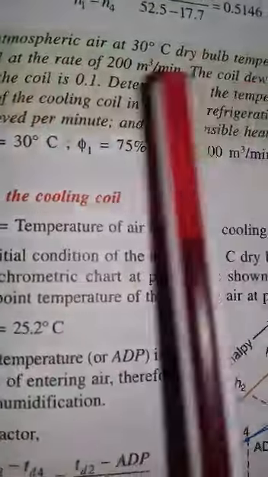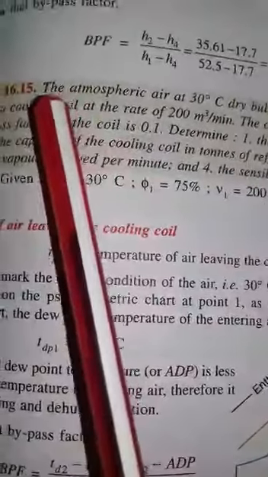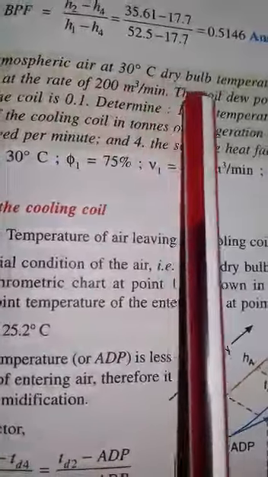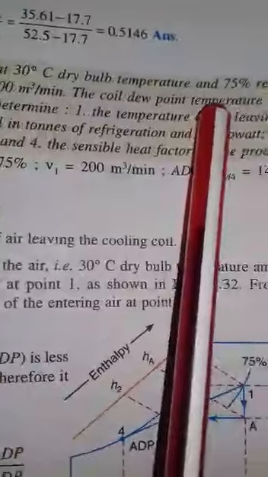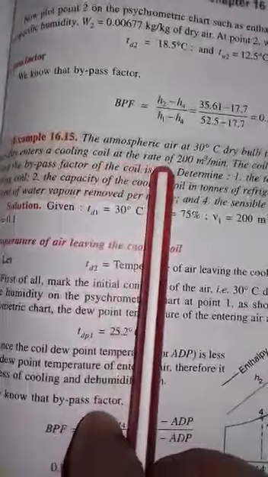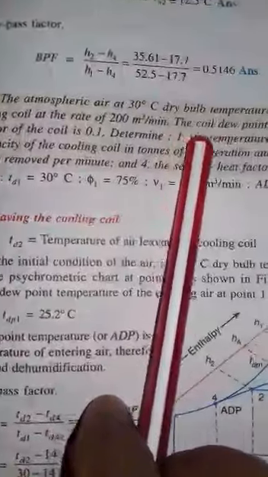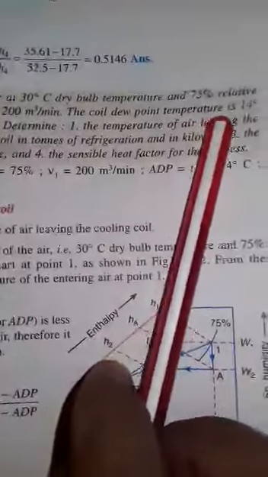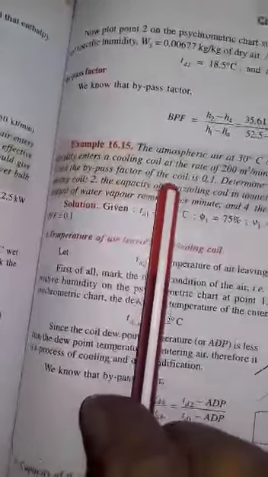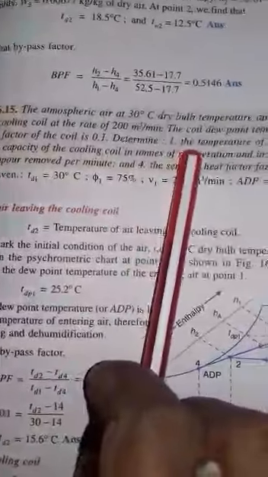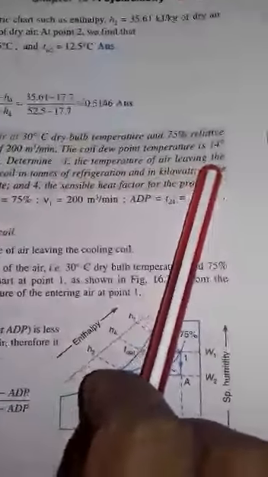So, I am going to deliver a video lecture on a numerical related to psychrometry. The atmospheric air at 30 degree dry bulb temperature and 75% relative humidity enters a cooling coil at a rate of 200 meter cube per minute. The coil dew point temperature is 14 degree centigrade. Find the bypass factor of the coil, of the air leaving the cooling coil.